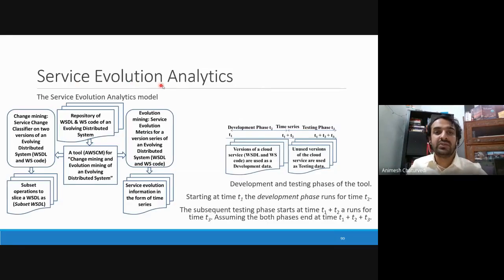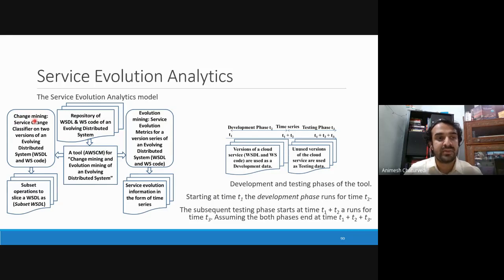The service evolution analytics can be represented with a model like this: the repository of the evolving distributed system is collected. We can have WSDL, WS code, and other artifacts as well. Then this whole thing is analyzed with the help of the tool we termed AWSCM, which contains change mining and evolution mining approaches for analyzing the evolving distributed system.